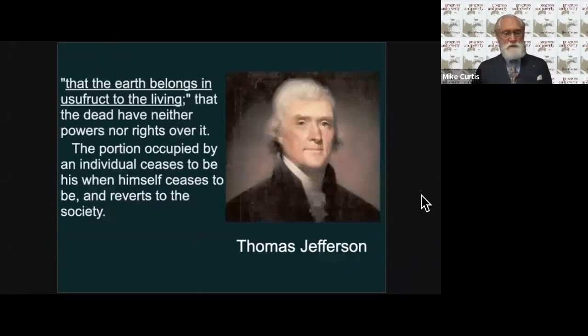And Thomas Jefferson: "The earth belongs usufruct to the living, that the dead have neither powers nor rights over it. The portion occupied by an individual ceases to be his when himself ceases to be and reverts to society."